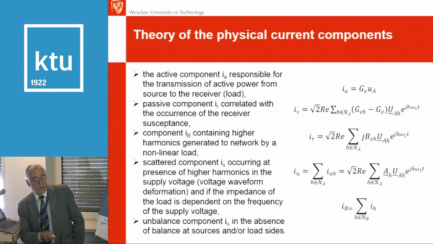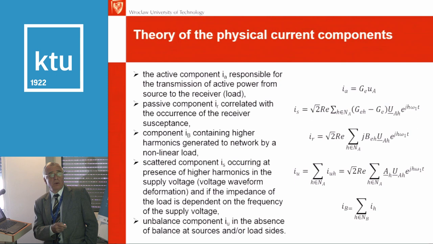And then there are the reactive harmonics, a component of passive components correlated with the occurrence of the receiver susceptance. Then there is the unbalance, which is components in the absence of balance of sources in those sites. And as a matter of fact, there are the IP components, which include higher harmonics generated into the network by nonlinear load.